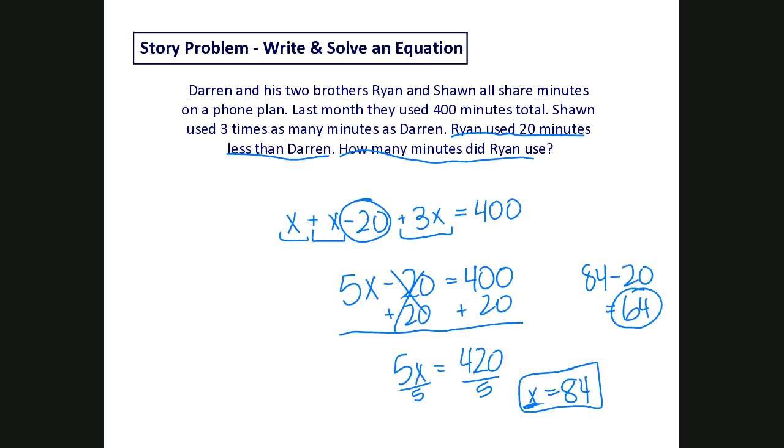Okay, so we solve for X first because we need to know what X represents. X once again represented how many minutes Darren used. And then once we figure out what X equals, then we can answer the question, how many minutes did Ryan use? So make sure you're paying attention to what the question is asking, what you're actually finding, and make sure you're answering the question that I ask.